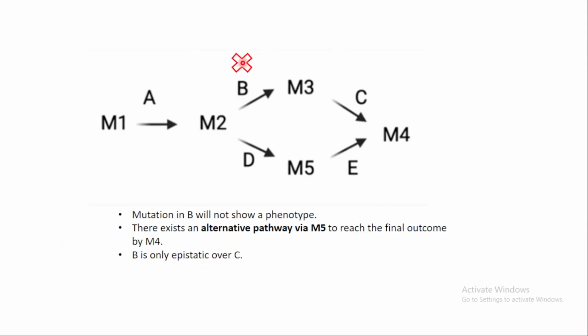So this is what I meant. Mutation of B will not show a phenotype with respect to M4. That is the answer. You are absolutely correct, as well as other students also. There exists an alternative pathway via M5 to reach the final outcome by M4. B is only epistatic over C. So mutation in B will not affect E, which can still lead to M4.